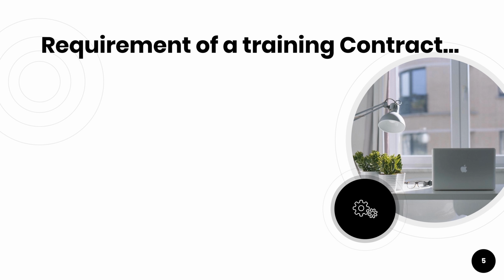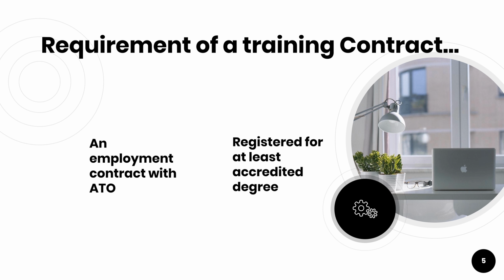So what are the requirements of a training contract? Like I said, first and foremost, an employment contract with an accredited training office. Also, a very important requirement is that for a trainee to get into the ICAS training contract, they need to be registered for an ICAS accredited educational program. The minimum educational program that is accredited by ICAS is a degree program. So a trainee must be registered for an accredited degree, which means an accounting degree from a university that is recognized by ICAS. Simply put, someone who is doing a marketing degree cannot get into an ICAS contract. Someone who's doing an arts degree cannot get into that contract.